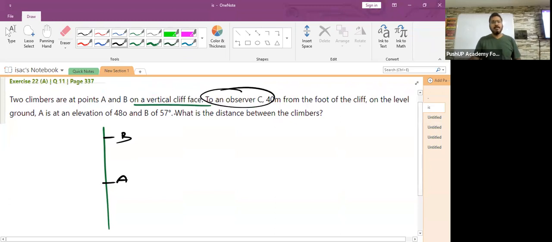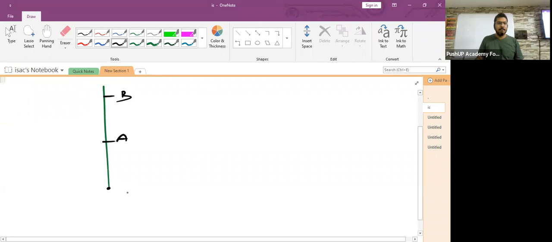To an observer C. Now, children, where is the observer standing? It's a natural question that you should ask yourself. 40 meters from the foot of the cliff. Where is the foot of the cliff, children? Somewhere over here, isn't it?